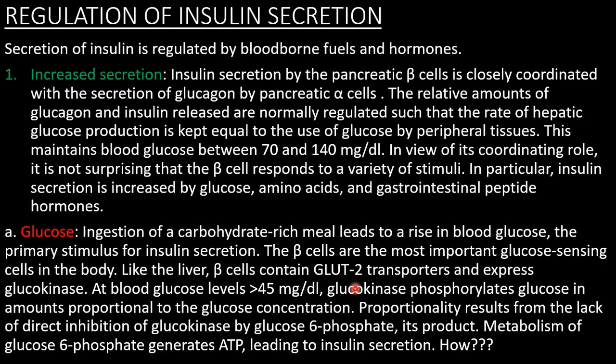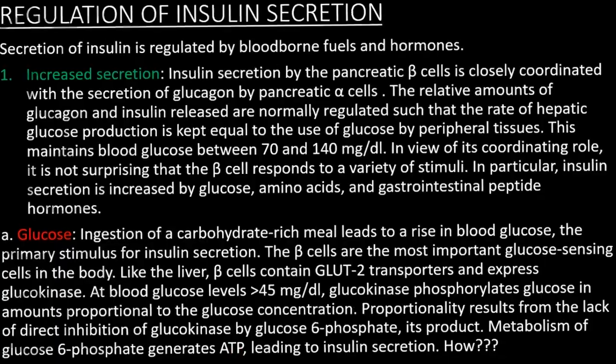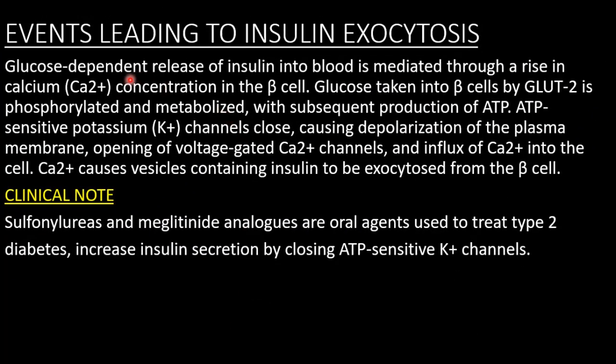Once activated, it will form glucose 6 phosphate. Then we continue with glycolysis, which will eventually lead to ATP generation, leading to insulin secretion. But how will this ATP lead to insulin secretion? That is what I'm about to tell you. The glucose dependent release of insulin into blood is mediated through the rise of calcium concentration in the beta cells. Let me make this simple.